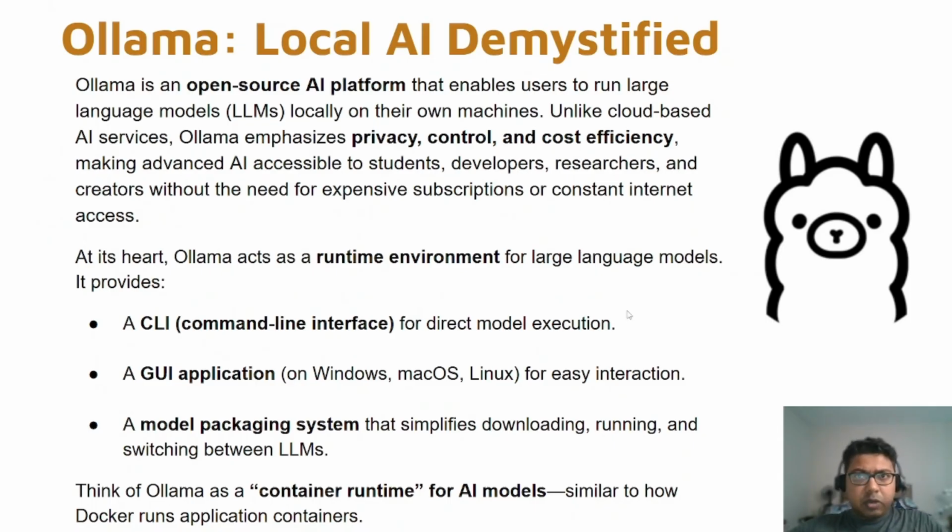Our first slide is local AI demystified. Ollama is an open source AI platform that enables us to run large language models, LLMs, locally. Till now we only heard about LLMs. LLMs are very expensive. They run on big machines which are out of our reach. We cannot have them locally. That's what we knew. But Ollama made it possible for us to have a taste of large language models locally. So that's what Ollama supports.